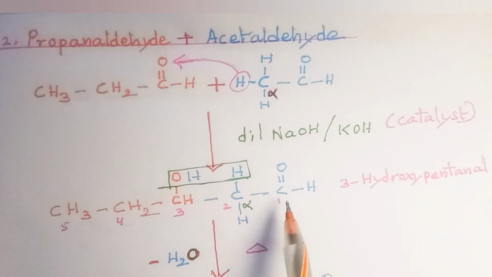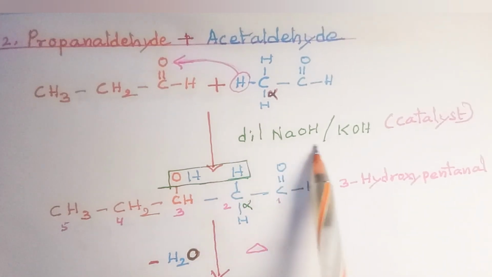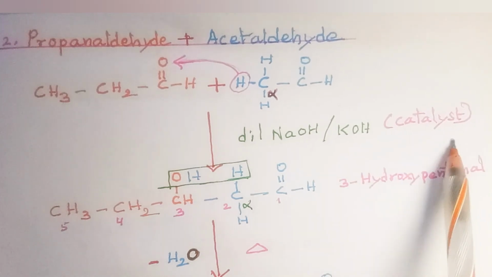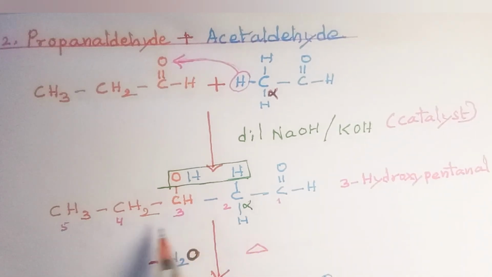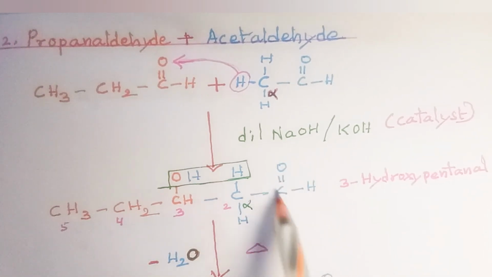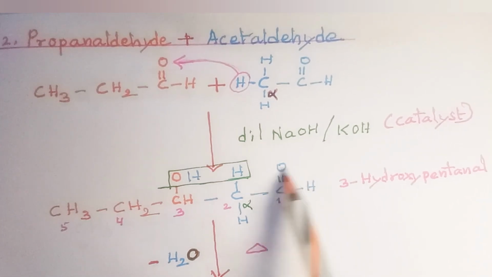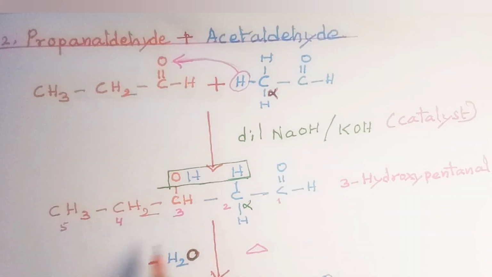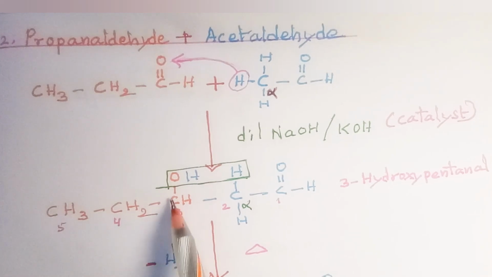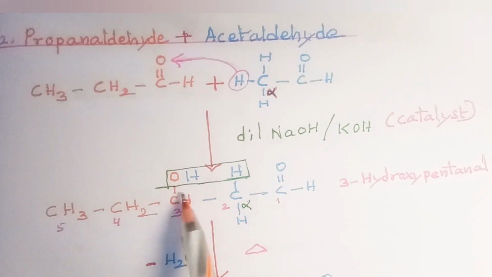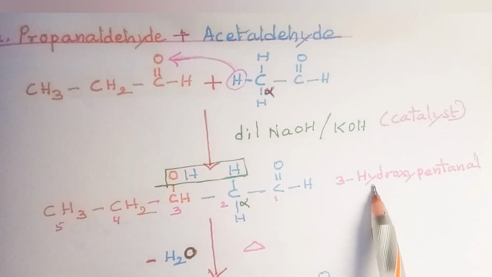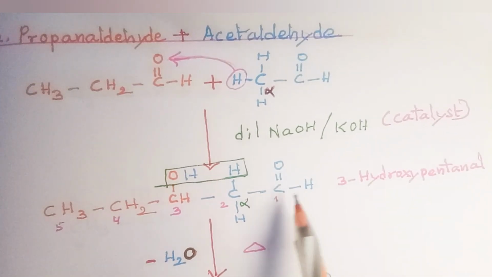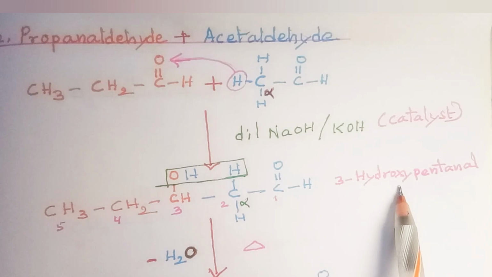The product formed in the presence of dilute alkali acting as a catalyst will have 5 carbon atoms: 1, 2, 3, 4, 5. So it is a pentane. There is an aldehyde group present here, CHO, so it is pentanal. There is a hydroxyl group on the third carbon atom, so it is 3-hydroxypentanal. This is the aldol product.